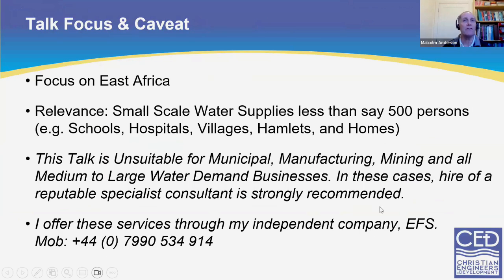The main focus of this talk is going to be examples from East Africa and the main relevance is small-scale water supplies, for the sake of argument, 500 persons. So that will be schools, hospitals, villages, hamlets, and homes. Those are the core areas that CED works on. Obviously, it's unsuitable for anything larger than that and more commercial, but that's where my work is. So if anybody has those kind of problems and issues, then by all means, give me a call.